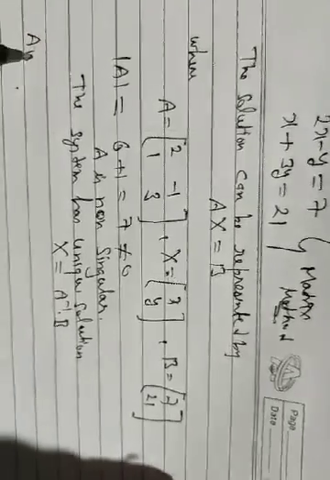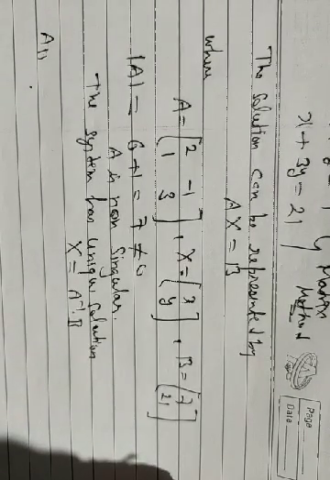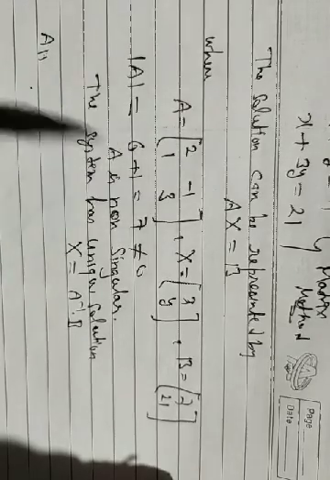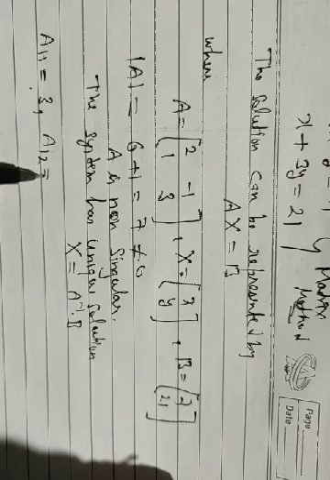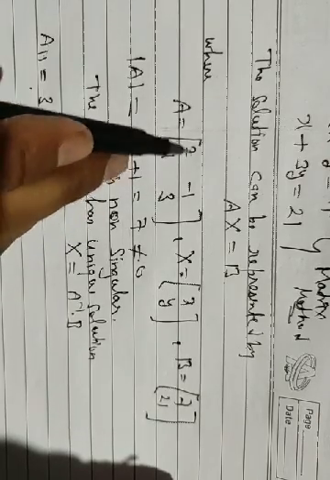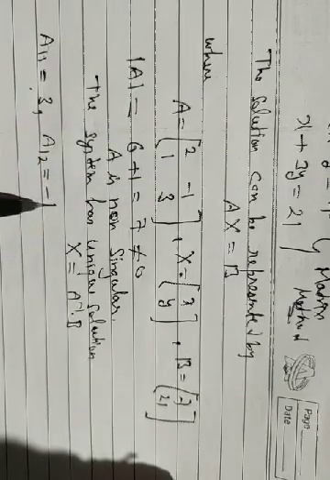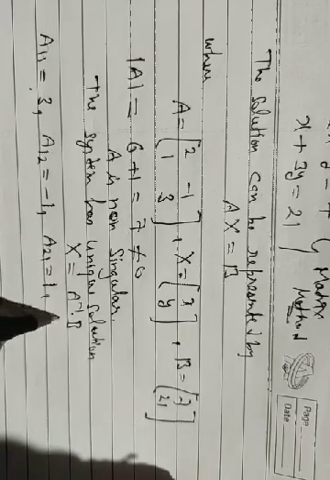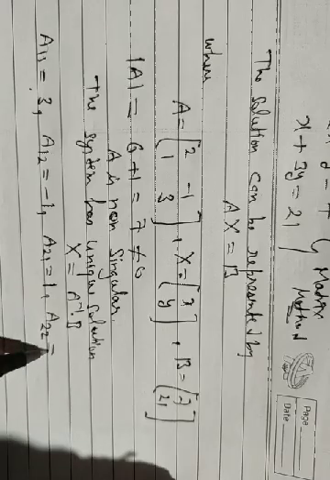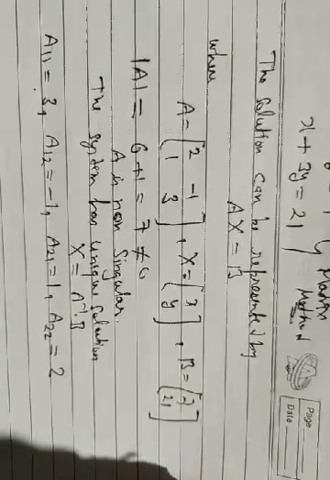A11. What is our A11? Easily we can find it. It's 3. Our A11 is 3. What is our A12? Changing sign, it is minus 1. Then A21 is what? A21 is 1. And our A22 is what? It's 2. We get the cofactors there.